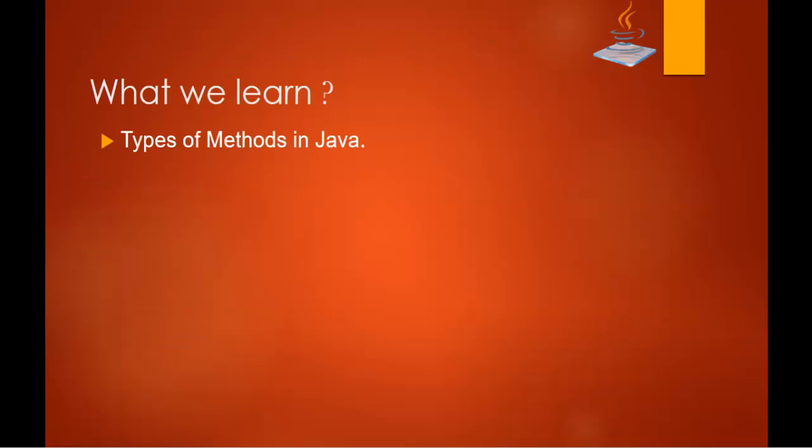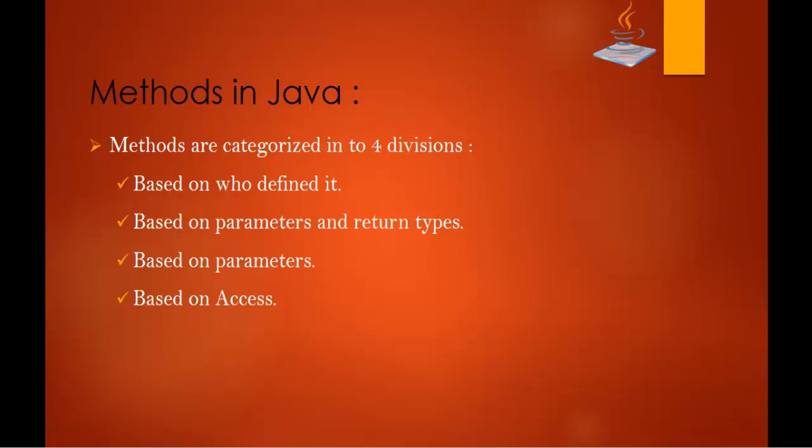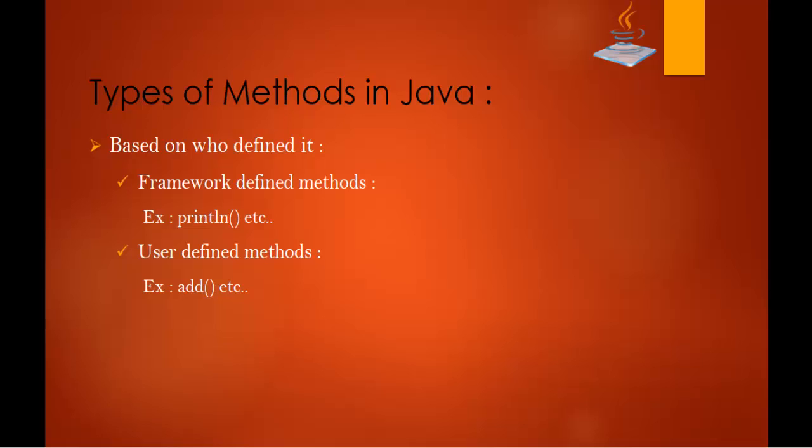So in this session, we are going to learn about the types of methods in Java. Methods are categorized into four divisions: based on who defined it, based on parameters and return types, based on parameters, and based on access. Based on who defined it, we have two categories: framework defined methods and user defined methods. We're going to learn about this in this session right now.